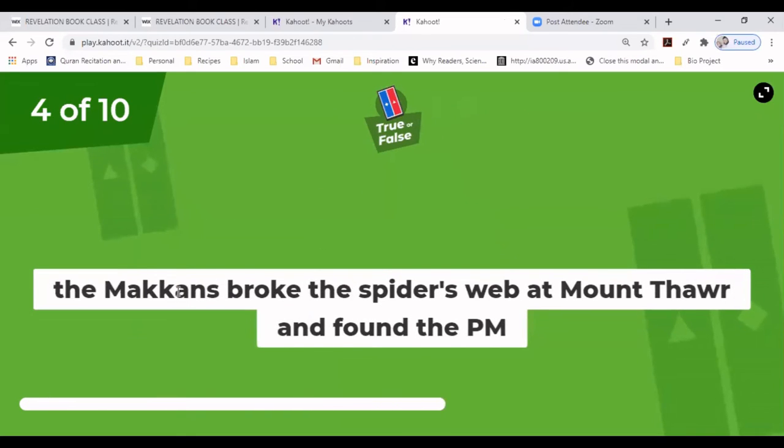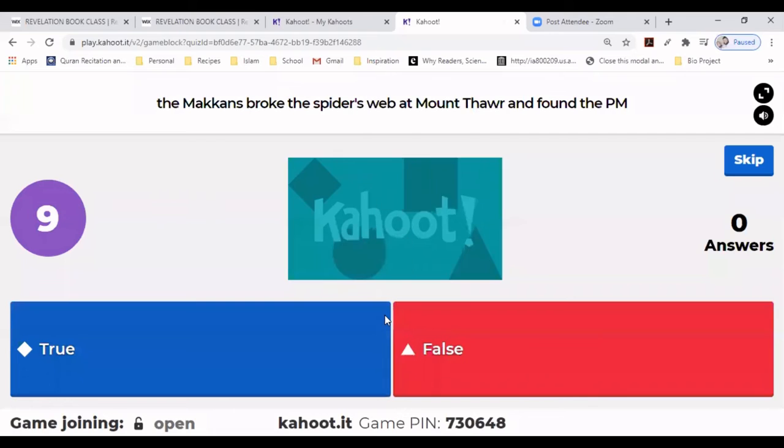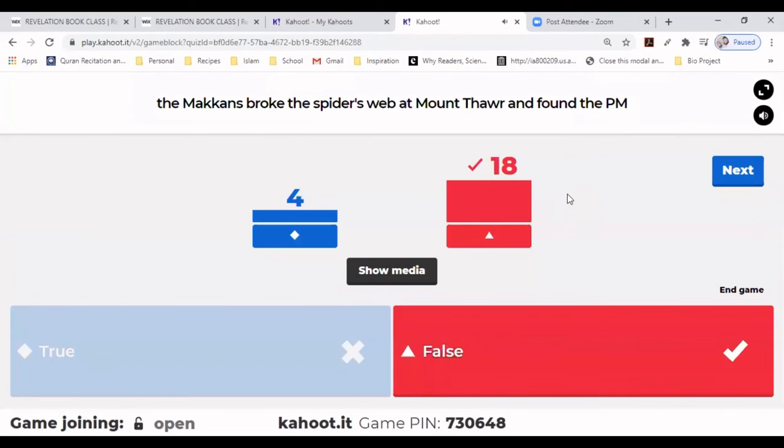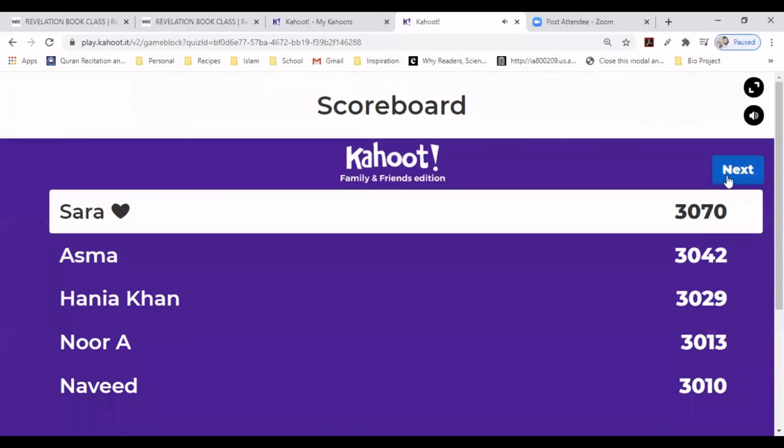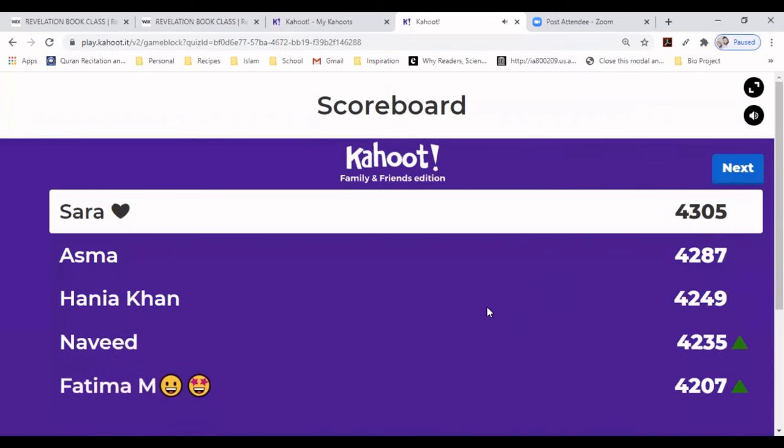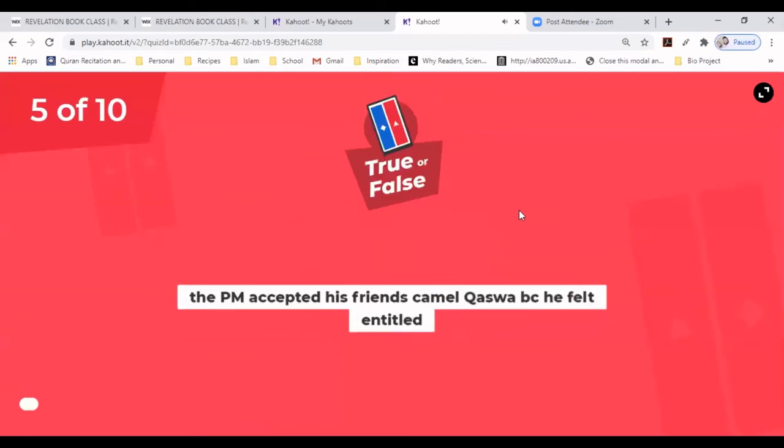Number 4, the Meccans broke the spider's web at Mount Thawr and found the Prophet. Is that true or false? Asma, what do you think? Yes, that is false. Absolutely right. Good job, mashallah. The next question, true or false?